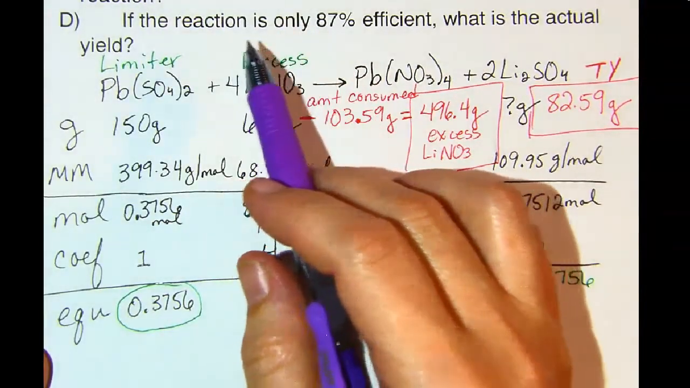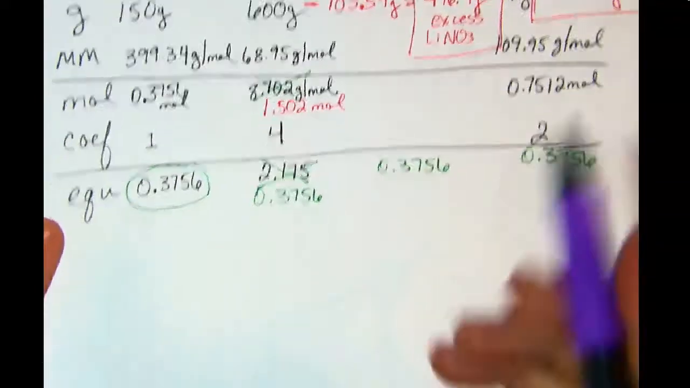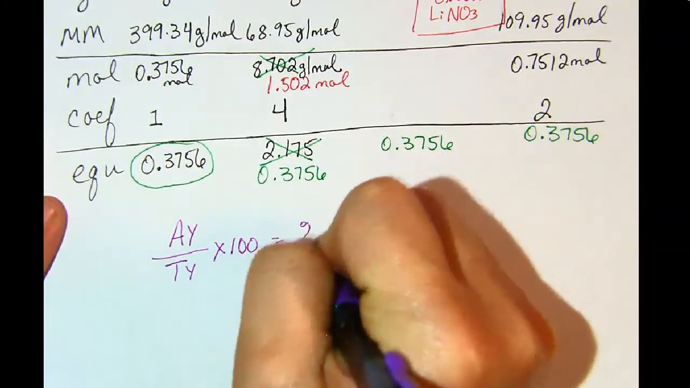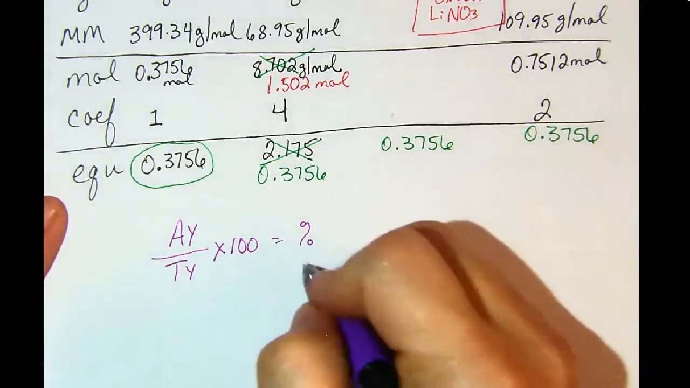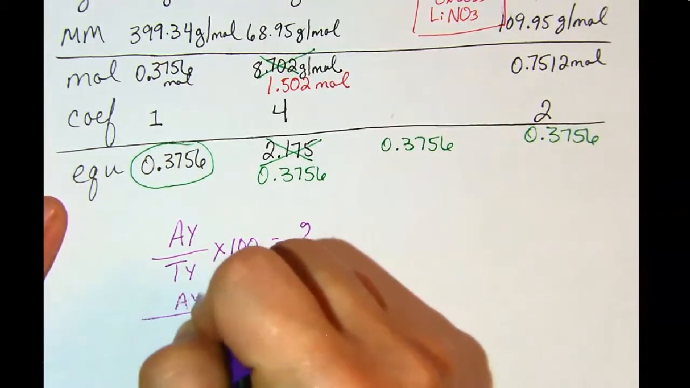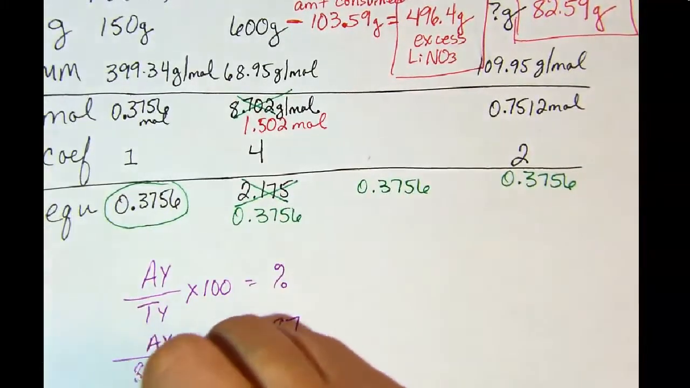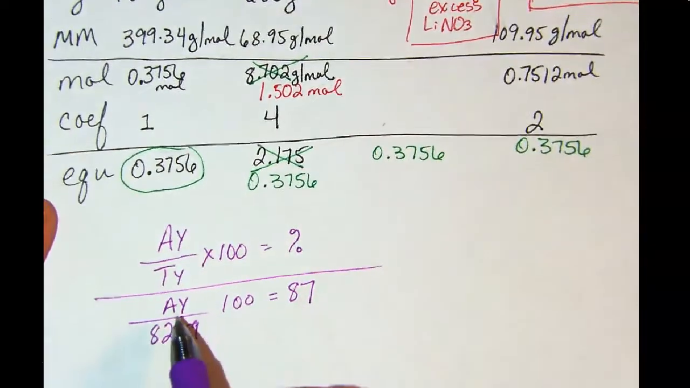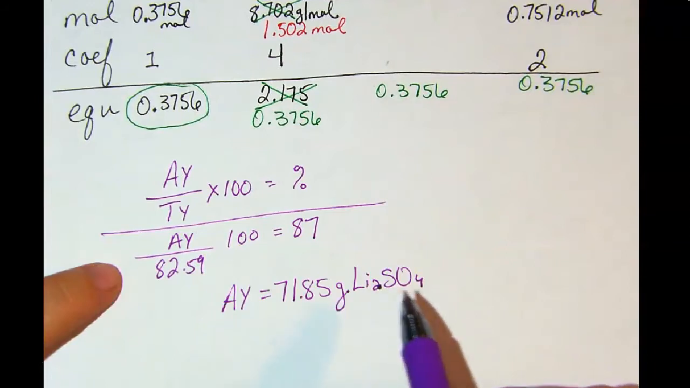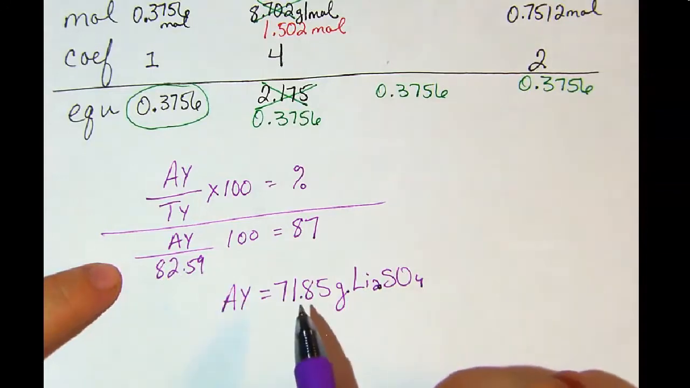Letter D says if the reaction is only 87% efficient, what is the actual yield? So remember, we use actual over theoretical times 100 to determine the percentage. But this time we're told the percentage is 87, and the question is, what is the actual if the theoretical is 82.59? So you're just doing some algebra here to solve for the actual yield, which is going to be 71.85 grams of the lithium sulfate. So we just took 87% of this theoretical yield to get the actual yield.